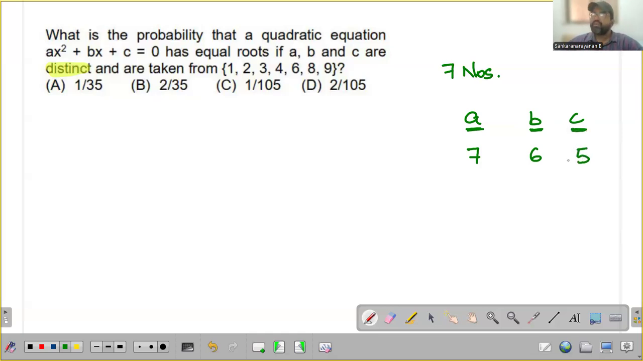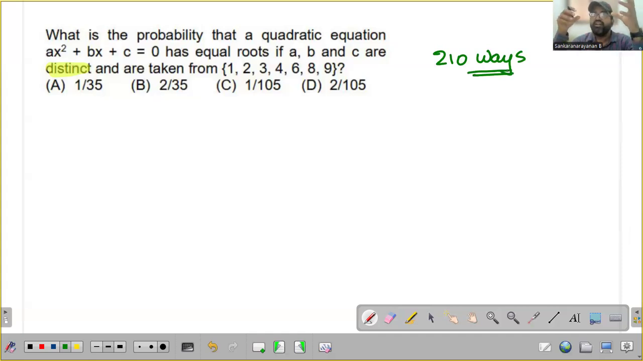Got it? So the total number of ways I can assign values to A, B, and C will be 7 into 6 into 5. That is equal to 210. Please be aware of this part. 1, 2, 3, 4, 6, 8, 9. Those 7 numbers are there. Altogether in 210 ways, you can assign these numbers 1, 2, 3, 4, 6, 8, 9 to A, B, and C in 210 ways. Okay, now this is nothing but the total number of outcomes, or the sample space.